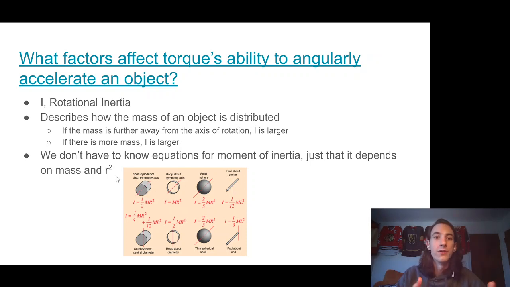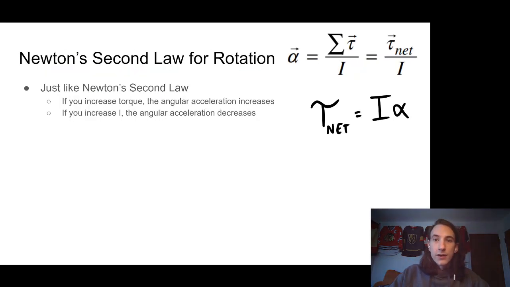So again, you don't have to know the actual equations for them, but it helps us to think about it. This idea that if the rotational inertia goes up, it means that our mass is either larger or further away from the pivot point. So now we have torque, we have rotational inertia, and we have angular acceleration. We can link these all together using Newton's second law for rotation.